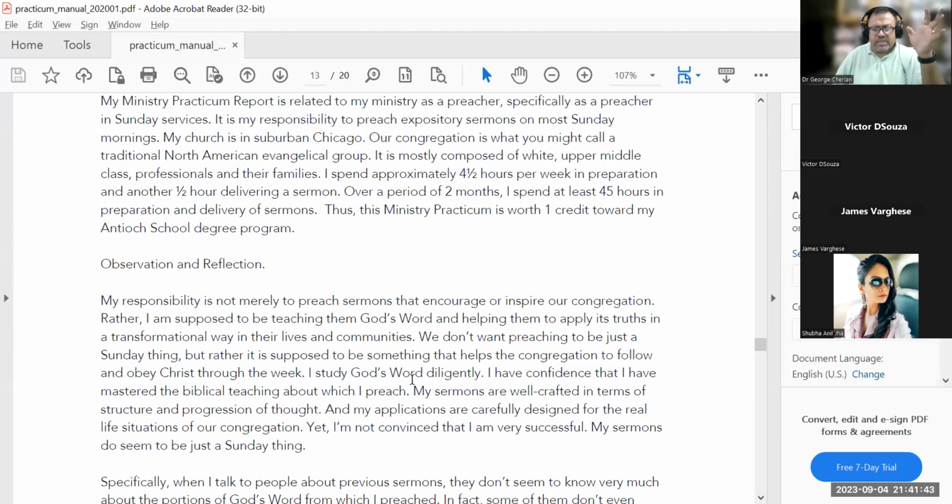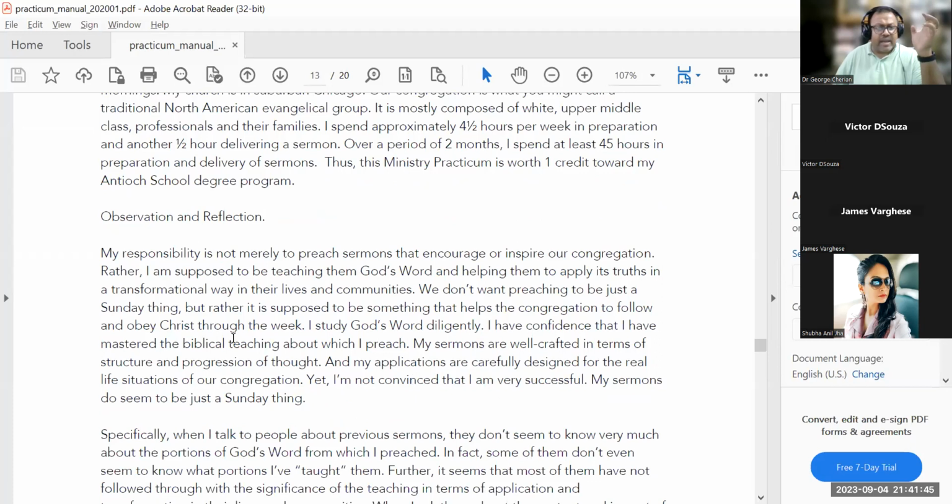I study God's word diligently. I have confidence that I have mastered the biblical teaching about which I preach. My sermons are well crafted in terms of structure and progression of thought, and my applications are carefully designed for the real life situations of our congregation. Yet, I am not convinced that I am very successful.